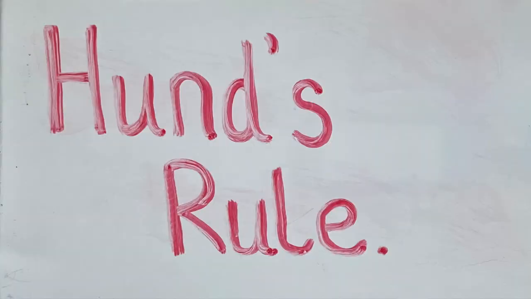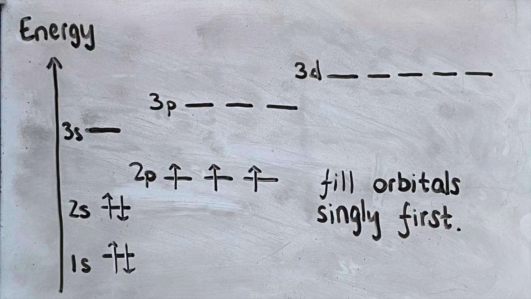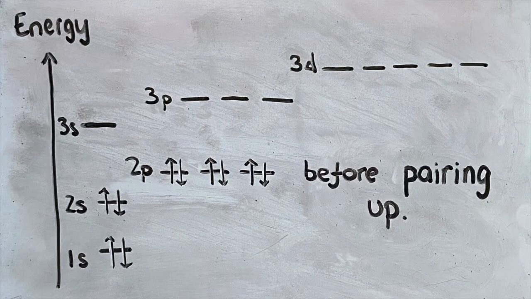But what happens when we have 3 lots of 2p orbitals, for example? How are these filled? Hund's rule tells us electrons always enter an empty orbital before pairing up. This is similar to how social distancing measures in 2020 mean it is more favourable to space out rather than to get too close to others. As a result, each 2p orbital will be filled singly before any pairing occurs.